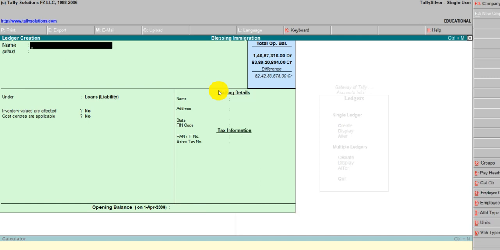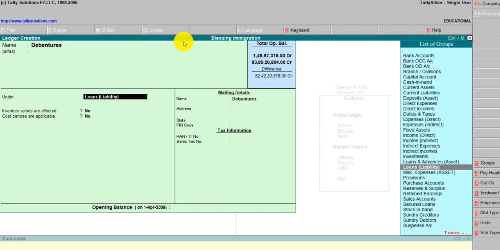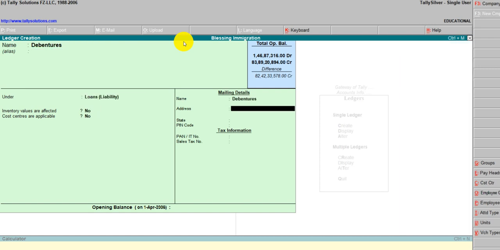Okay, and now our creditor is increasing, right? Next is debentures or term loan. Debentures, you can enter all those things, which I am skipping now.